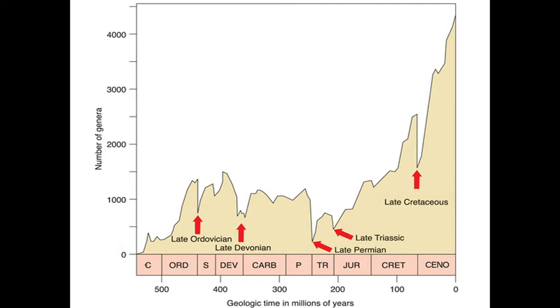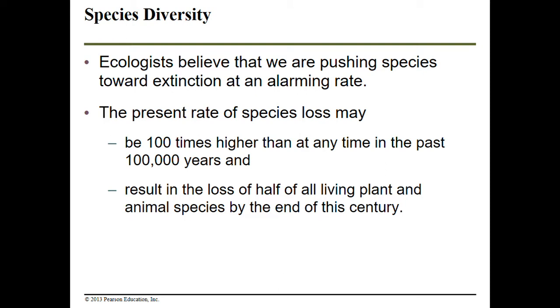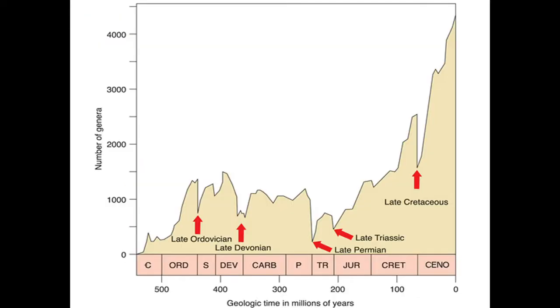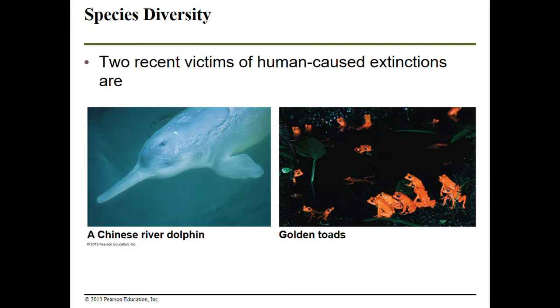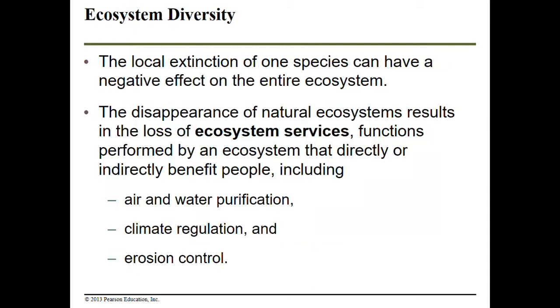When we say that about half will be lost, we're being optimistic. It's probably about 3/4 or 75% of species that will be lost during the sixth mass extinction, which is the one that we're currently going through. And it's a little bit depressing to think about. Two recent victims of human-caused extinctions are the Chinese river dolphin and golden toads. If you look up species going extinct, you'll find a lot of literature. And it's really, really sad, but everyone should be aware that this is going on.